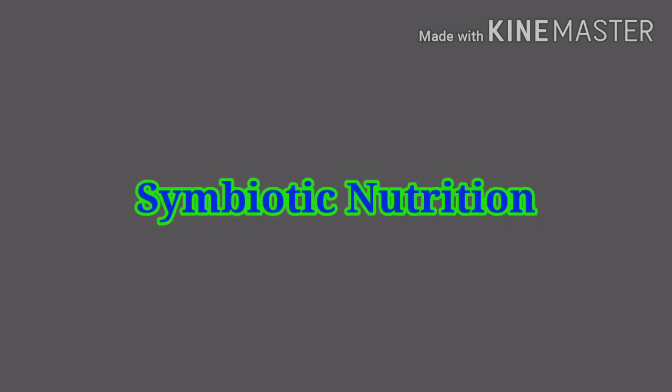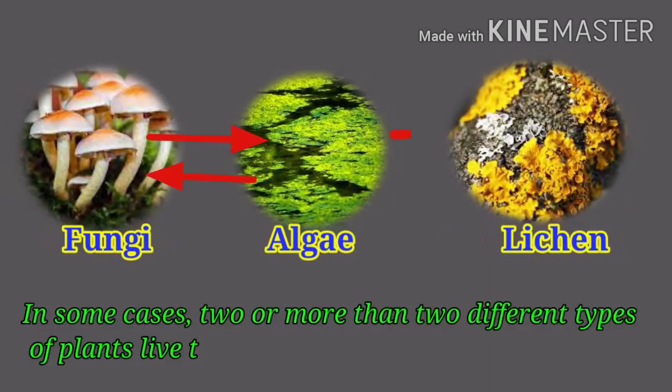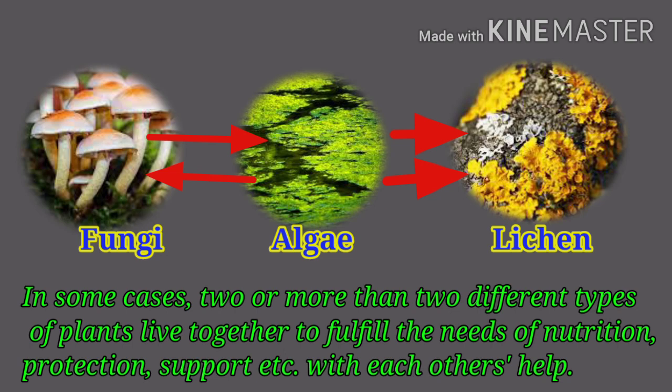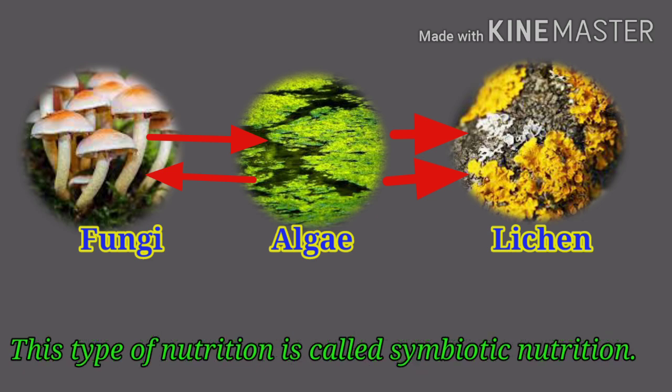Symbiotic nutrition. In some cases, two or more different types of plants live together to fulfill their needs of nutrition, protection, support, etc. with each other's help. This type of nutrition is called symbiotic nutrition.